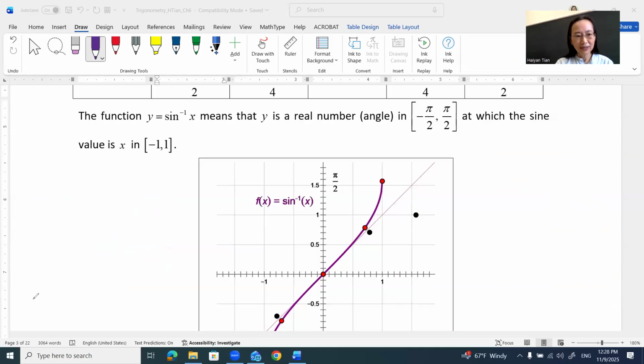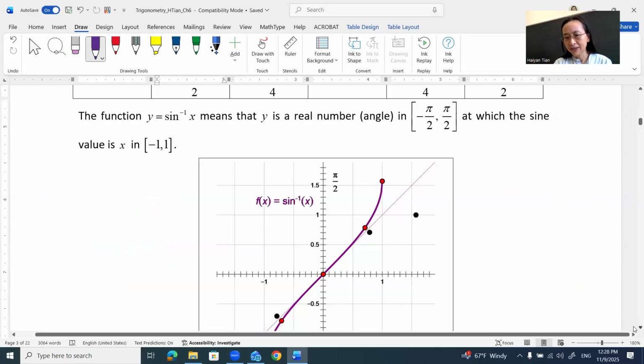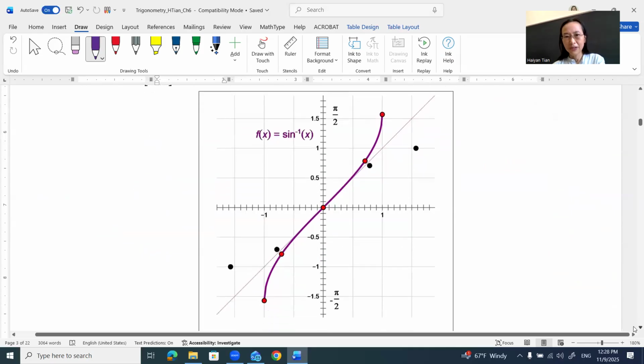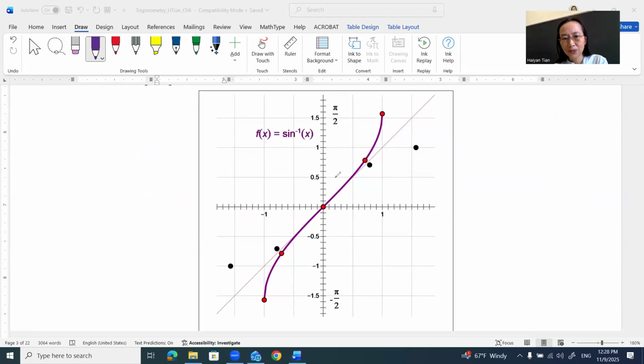So let's look at a picture of inverse sine. Here is the picture. It's in purple with 5 points, the right points. They are points on this inverse sine curve. And as you can see, when I put a 1, then what you get is positive half of pi. When you input a -1, your inverse function will give you a negative half of pi.